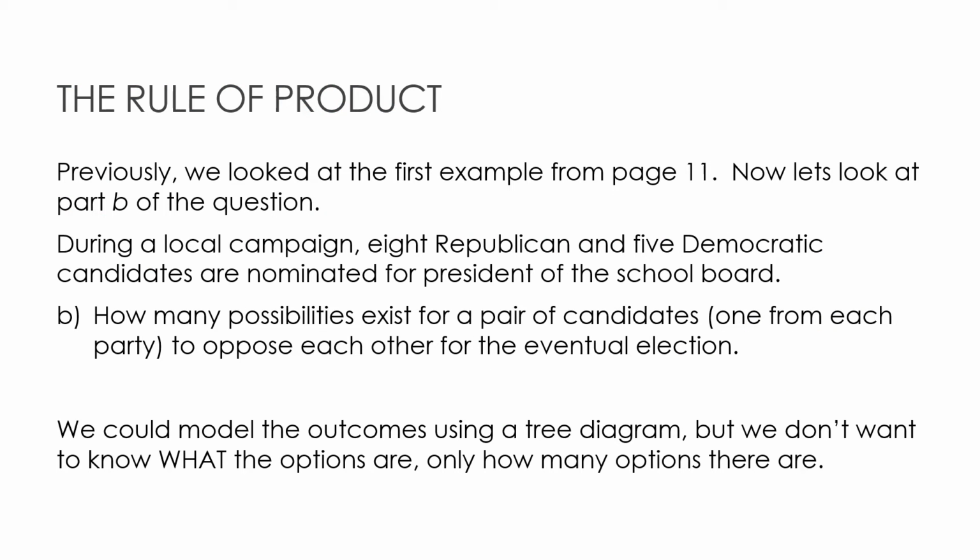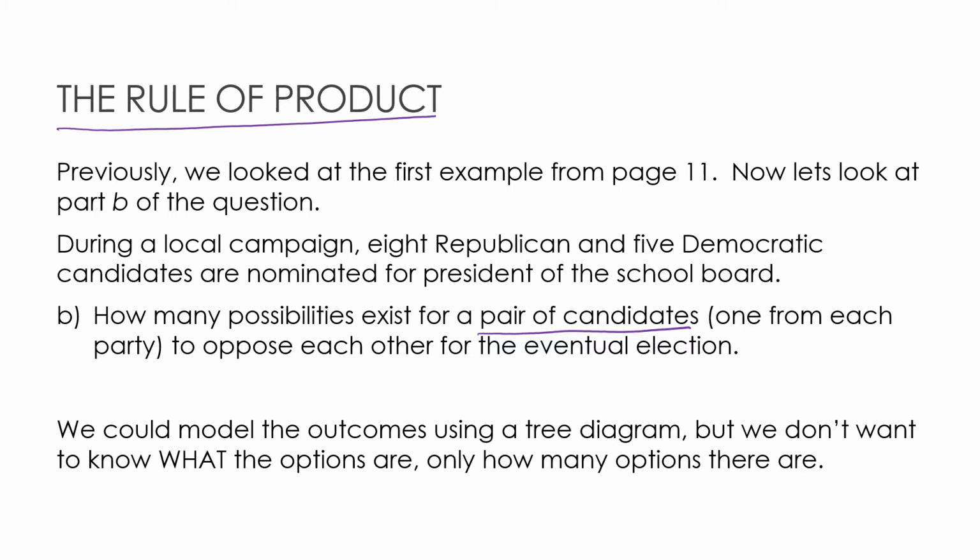So previously we looked at example 1A, which was in your textbook on page 11. Now I want to look at part B of that same question because I want to talk about the rule of product. So during a local campaign, 8 Republicans and 5 Democrat candidates are nominated for president of the school board. This question is different. How many possibilities exist for a pair of candidates, one from each party, to oppose each other for the eventual election? Now, obviously, there's a very simple way to do this using the rule of product.